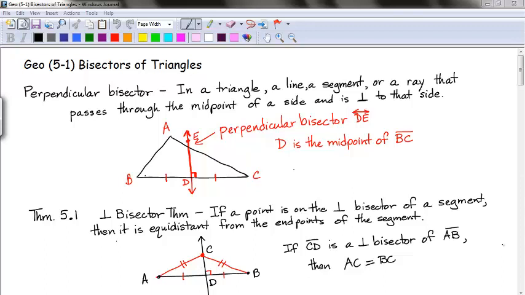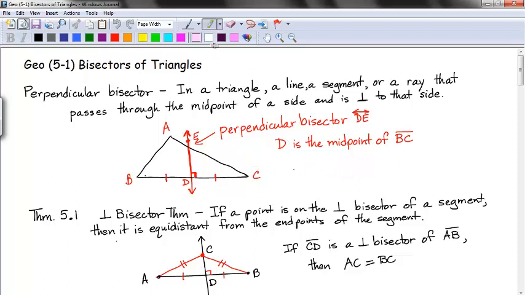In a triangle, a perpendicular bisector is a line, a segment, or a ray that passes through the midpoint of a side and is perpendicular to that side. So if you look at your handout, I'm taking BC and bisecting it, and it's perpendicular to BC. So it makes this a right angle, and if it's a bisector, then these two parts, BD, is congruent to DC.